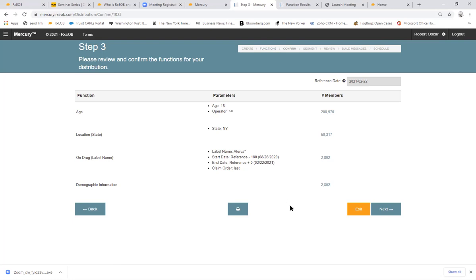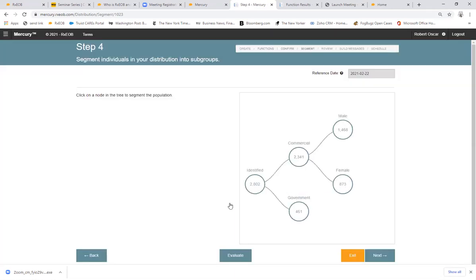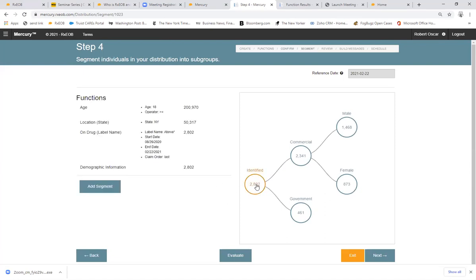So the idea here is to keep moving, and I'm going too fast to make this make any sense, so I apologize. But at the end of the day, we can then segment the population, all those that were identified using those functions on the left. I've divided them up between commercial and government care, and then from there, from male to female. And you can identify those. You can have N number of nodes on each column here.